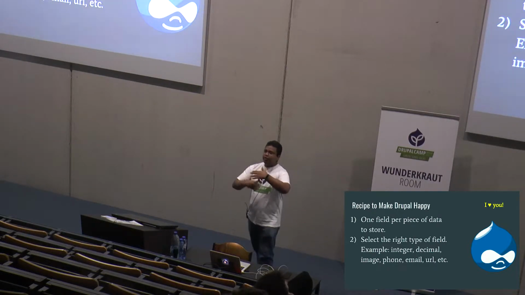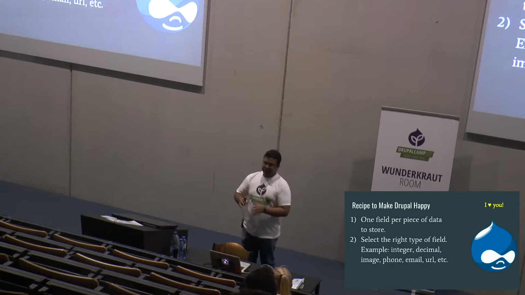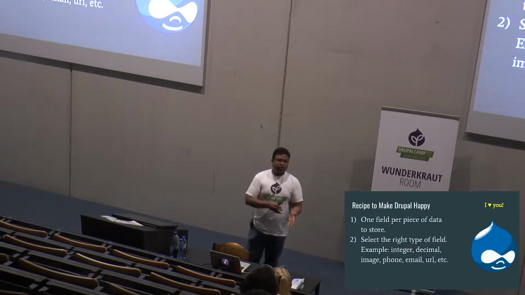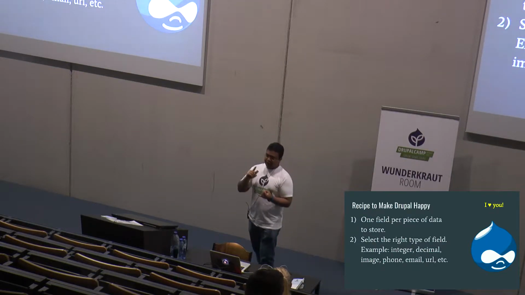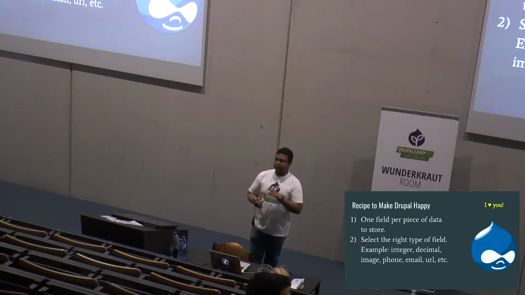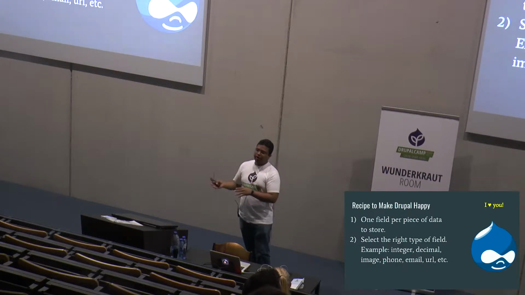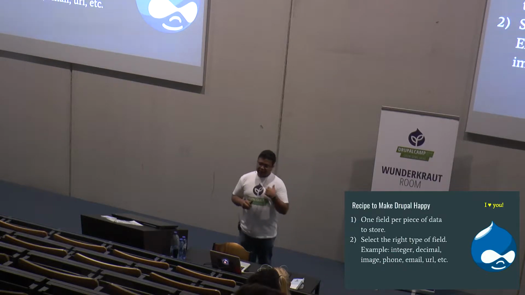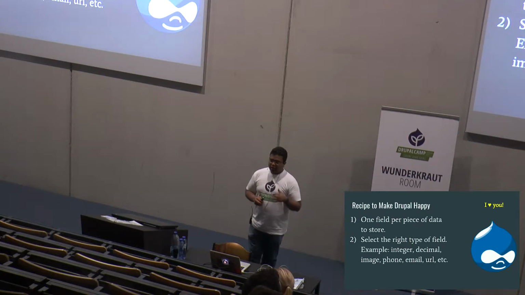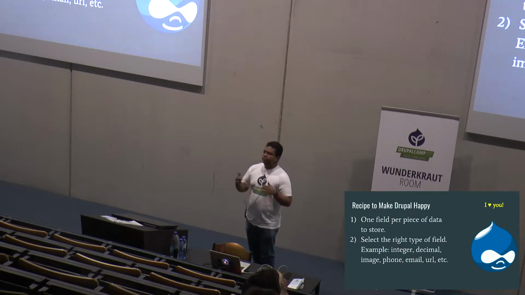And if you want to make Drupal love you, this is how you do it. When you are defining your content type, you are going to create one field for each specific piece of data that you want to store. So going back to the car example, if the plate, the year, the make, the model, the type of fuel, the number of windows, and so on, each of those is going to be its own field, because this will later allow us to do searches on each of those specific elements. And in addition to creating one field per type of data, you also need to select the right type of field. So integer, decimal, images, phone, email, and so on.